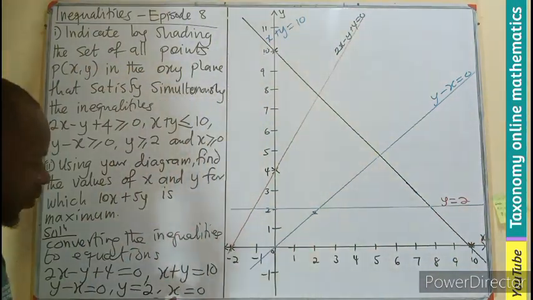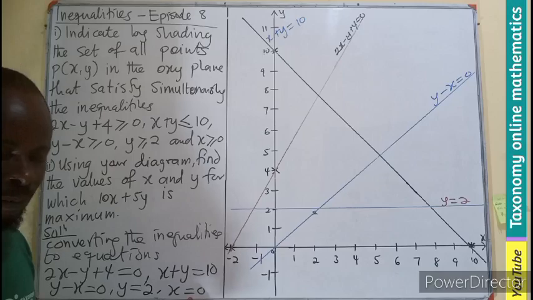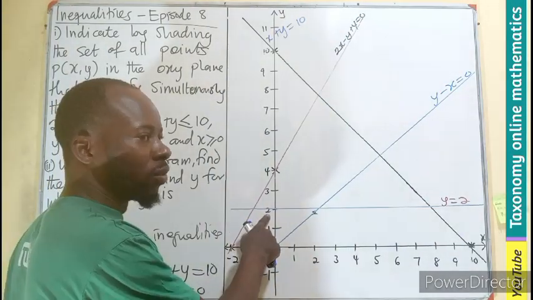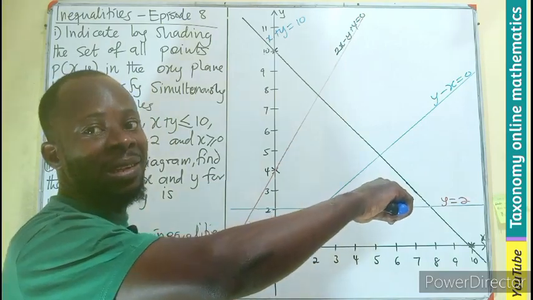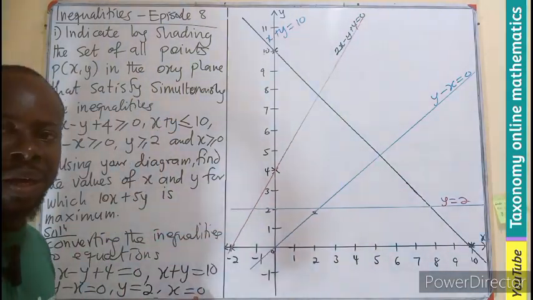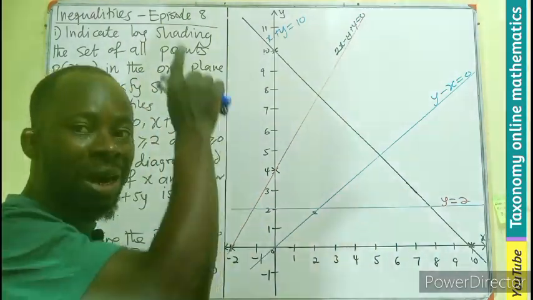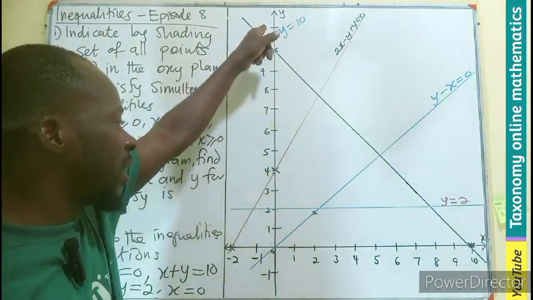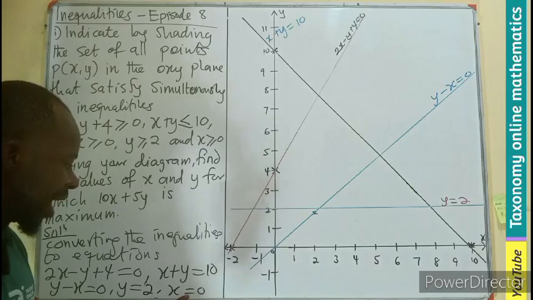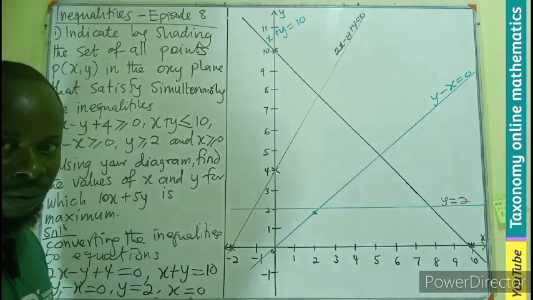Then the last one is going to be x equals to 0. You see, when we take y equals to 2, we draw a line which is parallel to the x-axis. So we locate the 0 and draw a line which is also going to be parallel to the y-axis. And the 0 is already here. So it means the y-axis gives us x equals to 0.